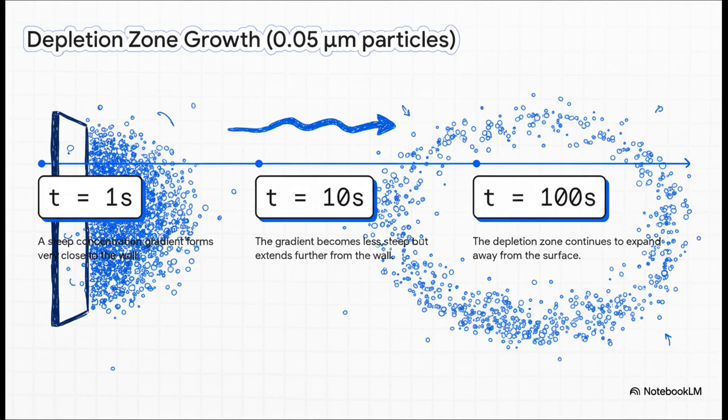You can almost see this happening in slow motion. At just 1 second, a super steep gradient forms right at the wall. Then, as time goes on, 10 seconds, then 100 seconds, this depletion zone, this area of air that's been scrubbed clean of particles, just keeps growing and pushing further out from the wall.